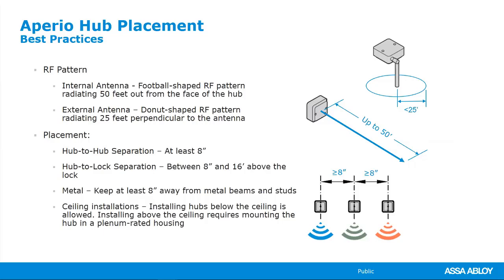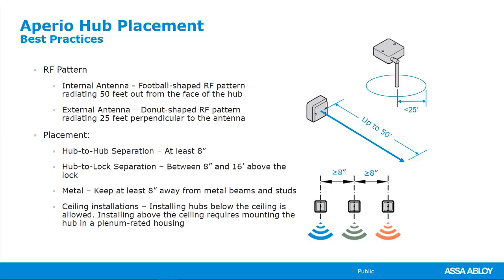So best practices. When it comes to the RF pattern, out of the box, the standard shape is a football shape that goes out 50 feet from the face of the hub. If you utilize the existing antenna, it gives us the donut shape, which is 25 feet perpendicular. And then the placement, which is key for the Aperio technology. When it comes to hub-to-hub placement, if you're doing a grouping of hubs, again, just like the truss and anything metal, try to keep those at least 8 inches apart.